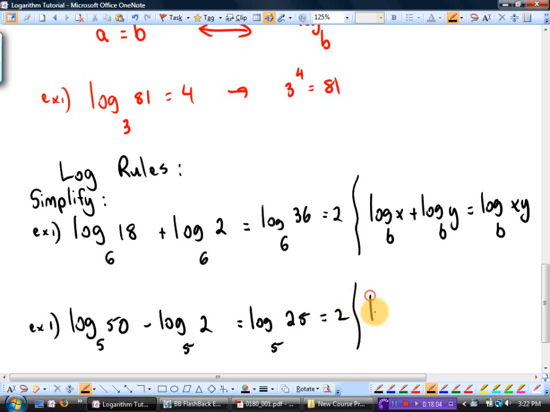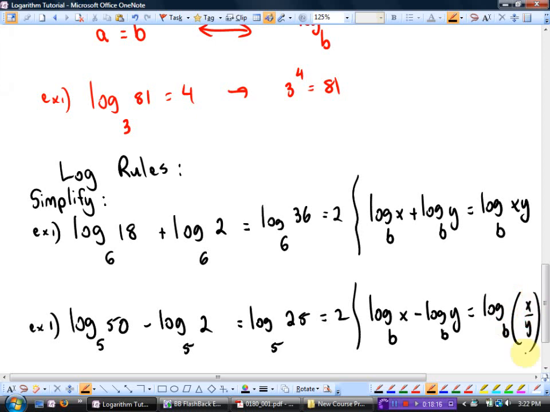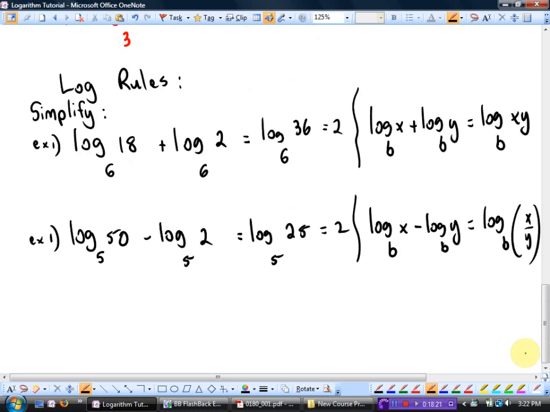As a log rule, we said this. The log base b of x minus the log base b of y equals the log base b of x over y. And how about I call it example 2 like it should be? Example 3. For some reason, this seems to be everyone's favorite log rule. It's the one they remember the most. Except I'm going to ask it backwards.